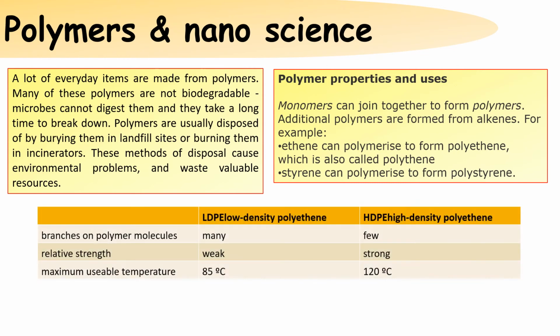There are two main types of polymers: either high-density polymers, where many polymer strands are interwoven together, or low-density polymers, where fewer are woven together. High-density polymers are stronger. Low-density polymers are weaker and more flexible.